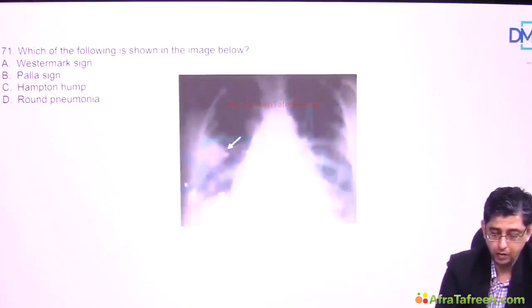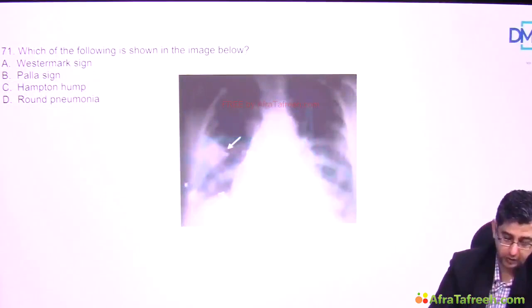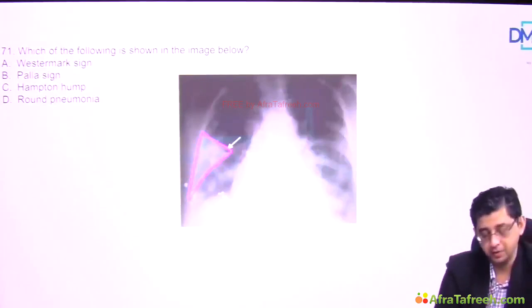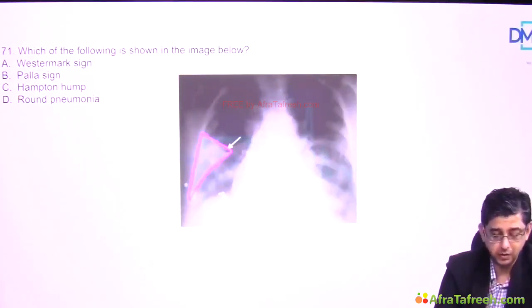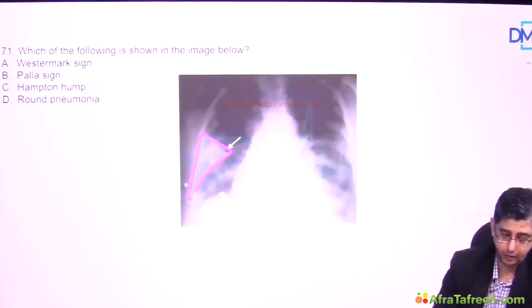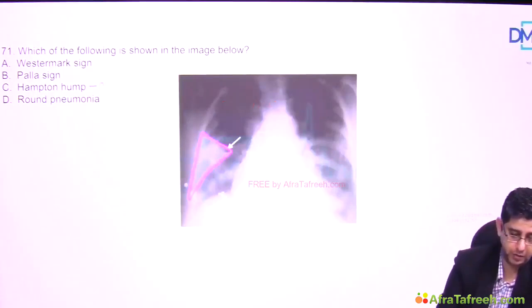Which of the following is shown in the image below? You will notice that in this image you can see this triangular opacity. This triangular opacity that I mentioned before is seen and encountered in patients of pulmonary embolism, and this is known as Hampton hump. So the diagnosis of this question would be choice number C as an answer.